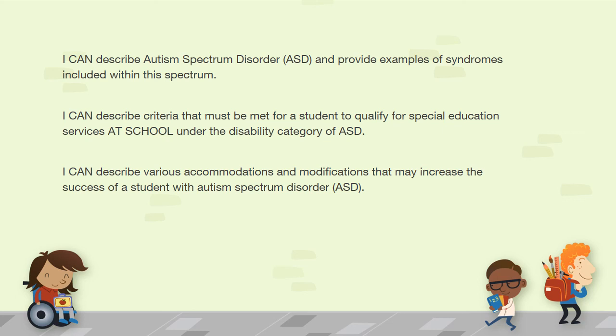Here we go. I can describe autism spectrum disorder, ASD, and provide examples of syndromes included within this spectrum. I can describe criteria that must be met for a student to qualify for special education services at school under the disability category of ASD. And last, I can describe various accommodations and modifications that may increase the success of a student with autism spectrum disorders.